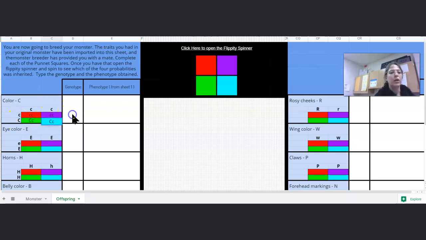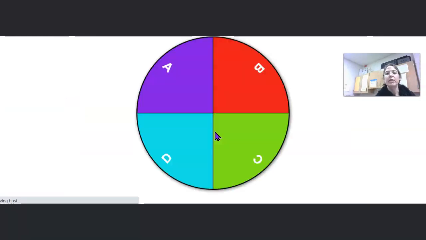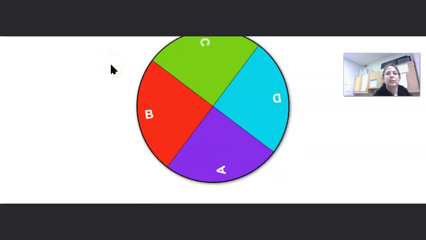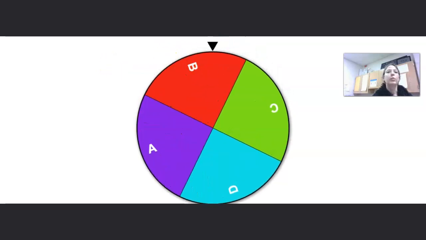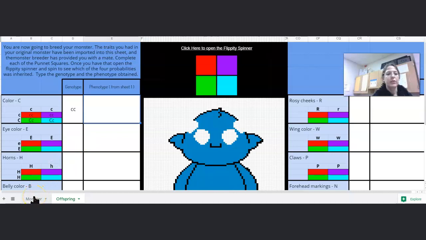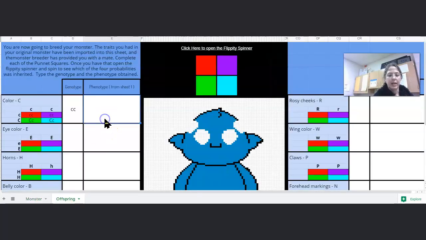And then how do we know for our genotype which one of these boxes? We click the flippity spinner, and the flippity spinner will allow us to spin the wheel to determine which box. And it is the red one. So the red box is lowercase c, and lowercase c from the first sheet is recessive, so it's blue. And this one also fills itself in.